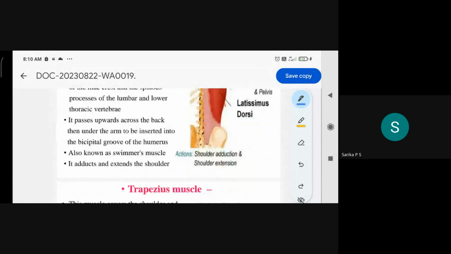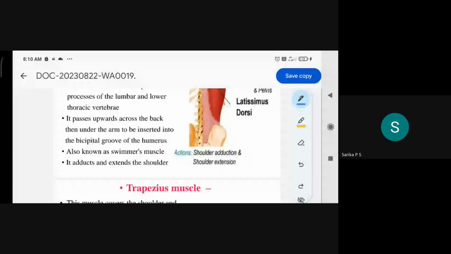Now, it is also known as the swimmer's muscle.